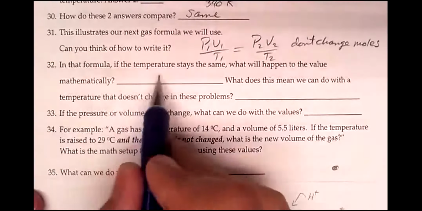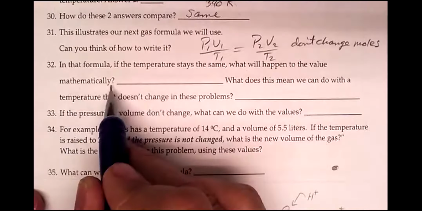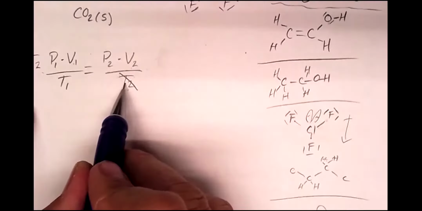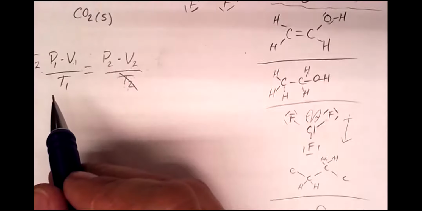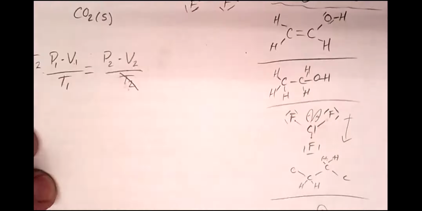So that brings back this. If the temperature stays the same, what will happen to the value mathematically? Well, either this one will go up here, or this one will go up there, right? And once you get T over T, well, one way or the other, right? And here's my point. If they're the same number, what will happen to them? It'll equal 1. It'll cancel out to 1, won't it?